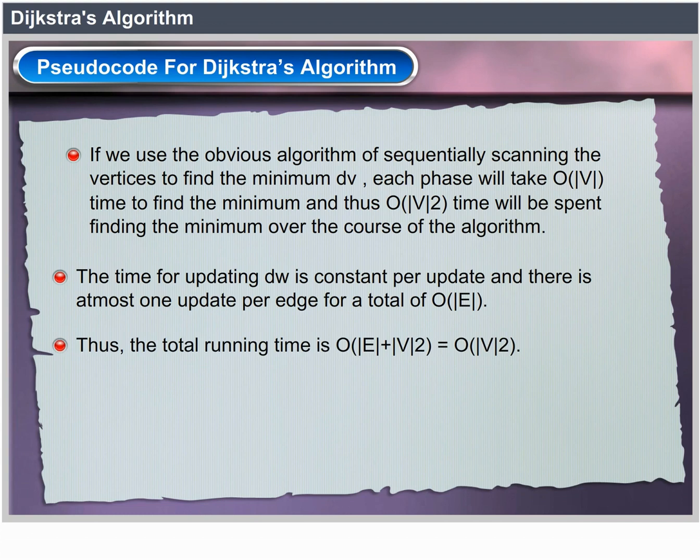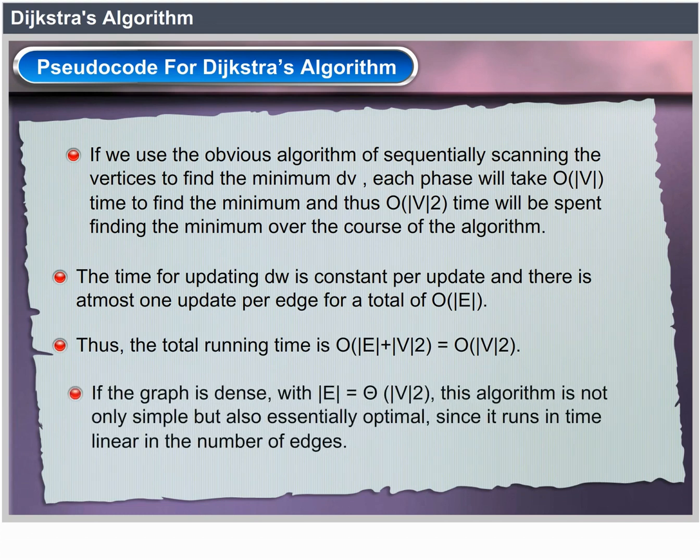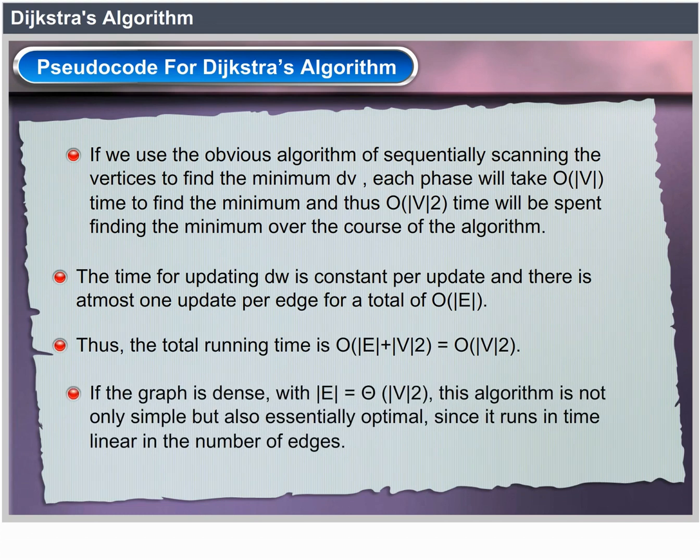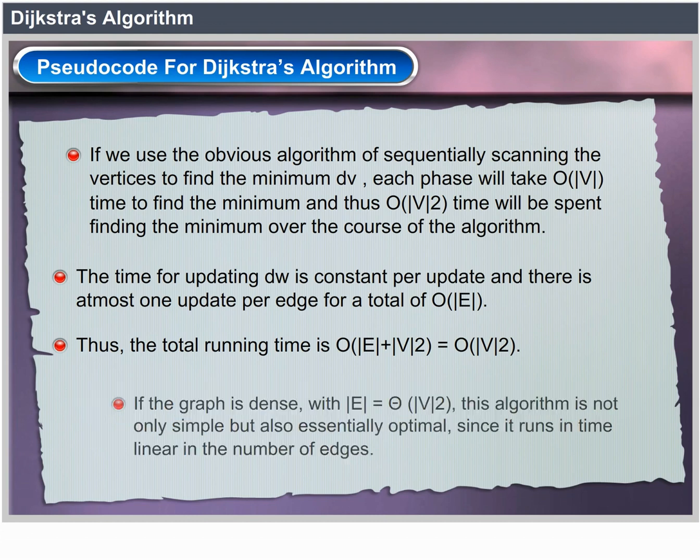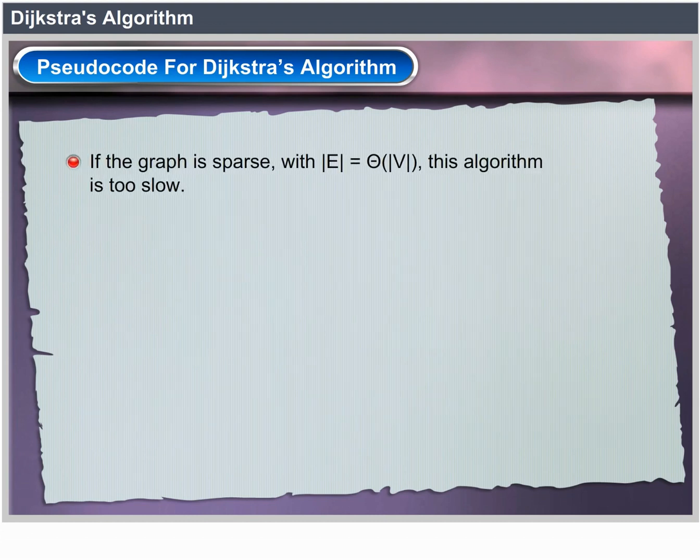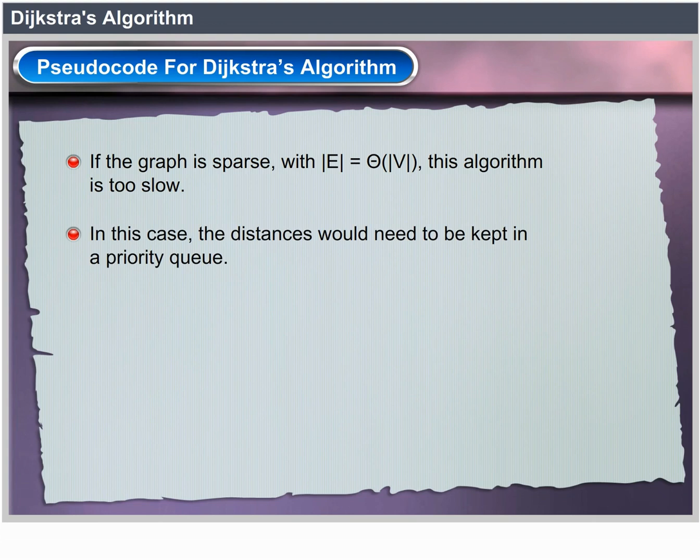If the graph is dense with |E| = Θ(|V|²), this algorithm is not only simple but also essentially optimal, since it runs in time linear in the number of edges. If the graph is sparse with |E| = Θ(|V|), this algorithm is too slow. In this case, the distances would need to be kept in a priority queue.